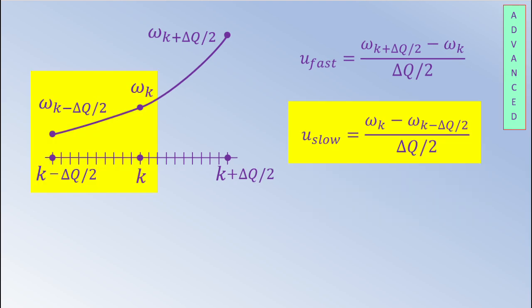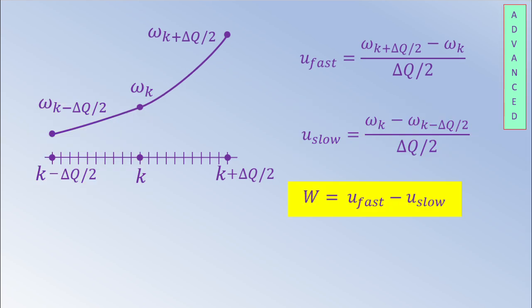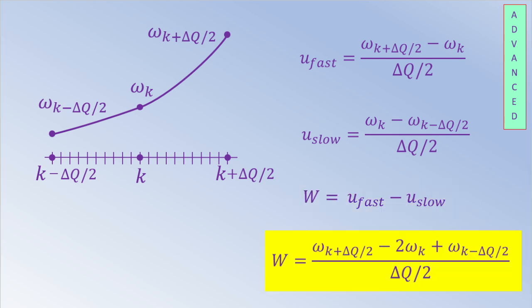Quite similarly, we identified the group velocity of the slow subpacket as omega of k minus omega of k minus the half of delta q, divided by the half of delta q. The spreading rate is then estimated as the difference of identified group velocities of two subpackets, which is equal to omega of k plus the half of delta q minus 2 omega of k plus omega of k minus the half of delta q, all over the half of delta q.